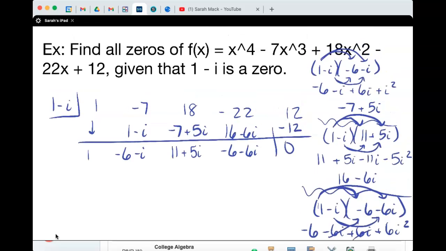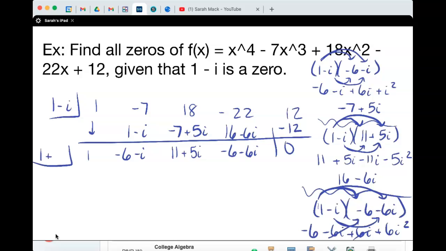So what is another zero that I should know? 1 plus i. So since I knew 1 minus i was a zero, I should know its conjugate is also a zero. So we're going to do the exact same thing, just start where I left off and do synthetic division again. So dropping the 1 down, multiplying around, doing all the things. 1 times 1 plus i is just 1 plus i. So then adding vertically, the i's cancel. Super nice. So I just have negative 5.